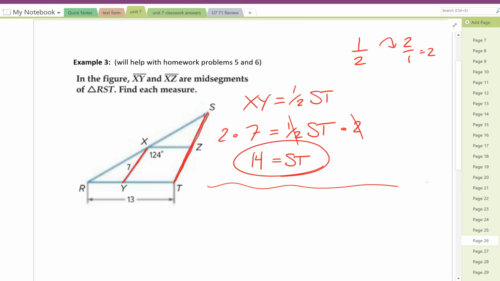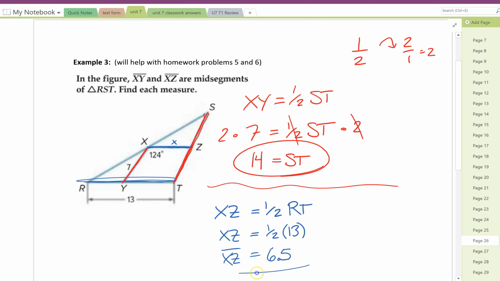Now I'll figure out how long XZ is. XZ is right here. XZ I don't know yet, so I can call it X for now. But I do know the side that it's parallel to, RT here, is 13. So XZ is going to be half as long as the side it's parallel to, which is RT. And I know that RT is 13. So XZ is half as much as 13. Half of 13 is 6.5. So segment XZ would be 6.5 units.